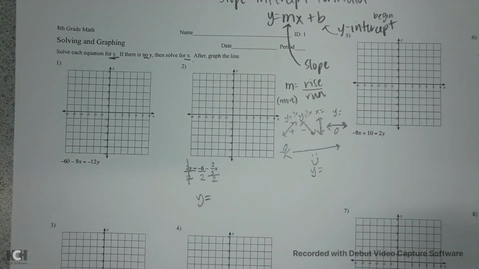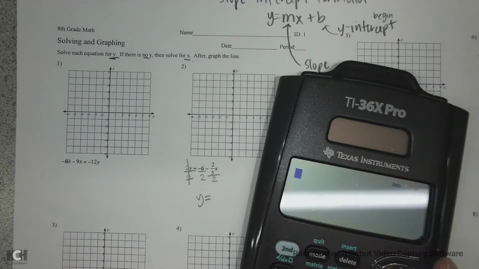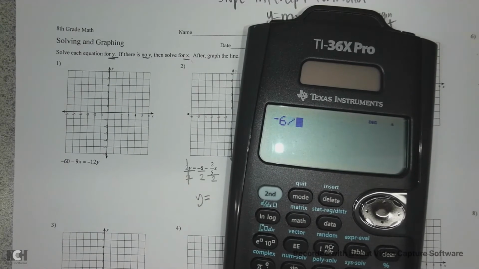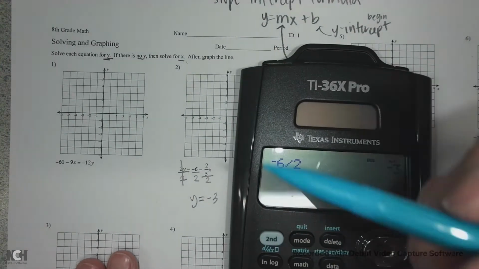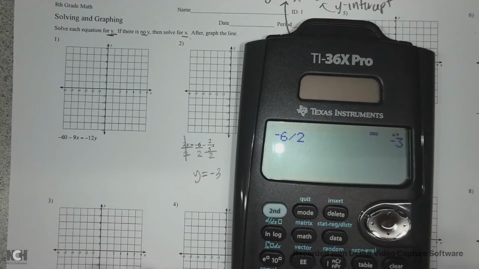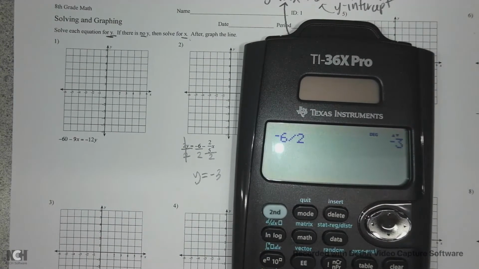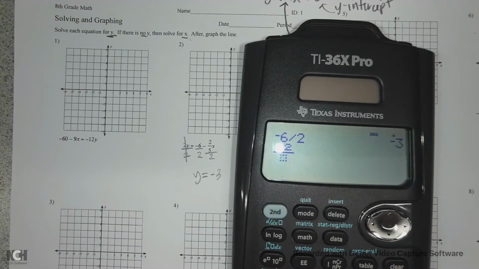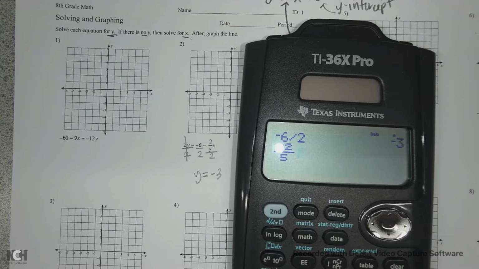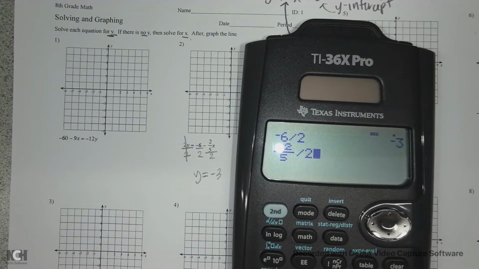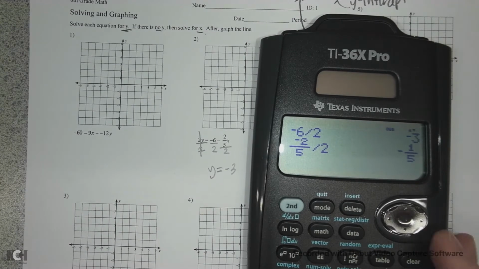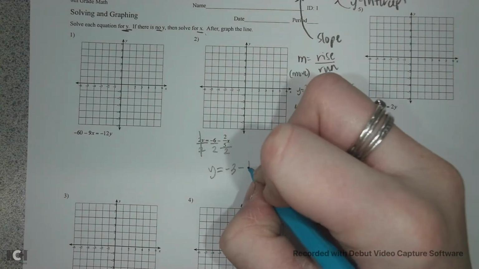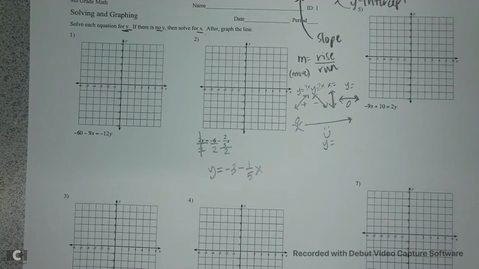-6 divided by 2, so you can just type that in our calculator. So we have our cute little calculator, and -6 divided by 2 is -3. So we put that here. And then we have -2/5 divided by 2. Our calculators love fractions, so we're just going to type that in. So we're going to use the fraction button, and we have -2 over 5, and then we're dividing by 2. Okay? Then we get -1/5. So -1/5, and it has an x next to it.